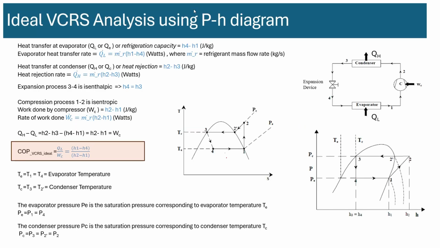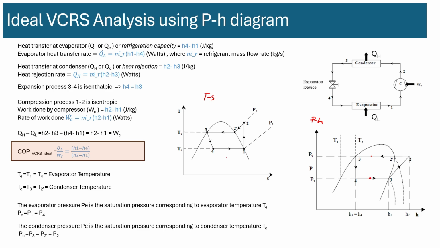Now let's do a quick refresher on the basics of the vapor compression cycle. We'll start with an ideal vapor compression cycle, and we'll analyze it using a pH diagram. As you know, you could do this thermodynamic cycle analysis either with a TS diagram like this or a pH diagram. But if you look at the four processes involved in a vapor compression cycle, two of them are constant pressure processes. Okay, this one and this one.